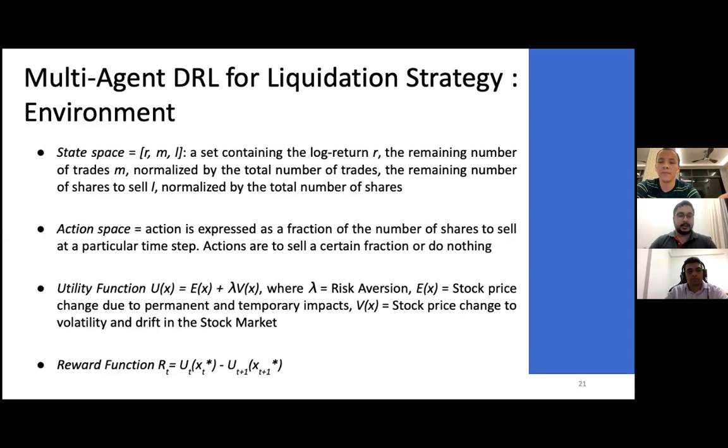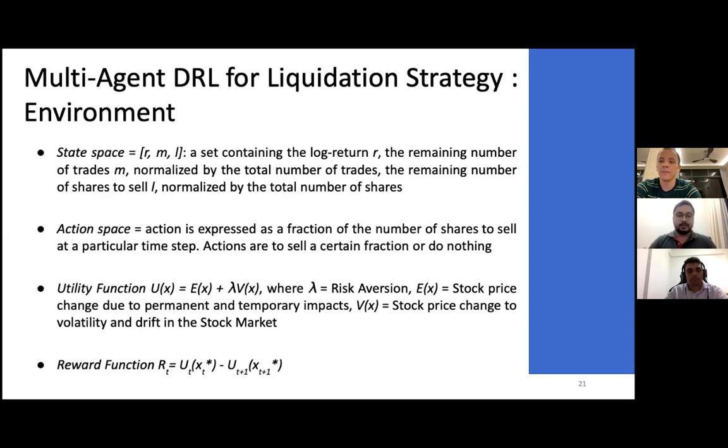The next thing is the action space. The action is expressed as a fraction of the number of shares that he has to sell at a particular time step. And there are two kinds of actions that he can take. He can not do anything because he decides that the price is not right for him to liquidate, or the other action can be just a fraction. So it can be 0.1, so he's going to liquidate 1/10 of his total portfolio.